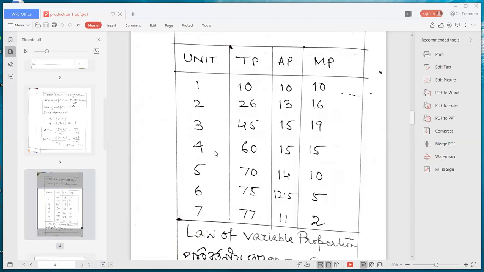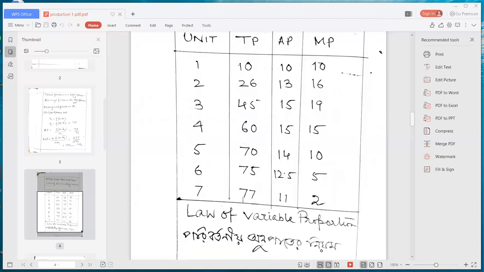If we do this in such a way, we can see that AP first increases and then decreases, and MP also decreases. First AP is 10, then AP continuously increases, reaches the maximum at 15, then decreases. MP also increases, reaches the maximum, and then decreases. And we can be surprised to see that AP and MP are equal at the level when AP is maximum.